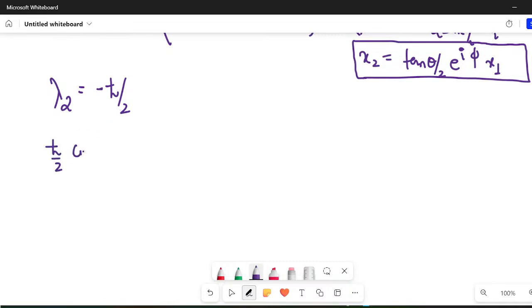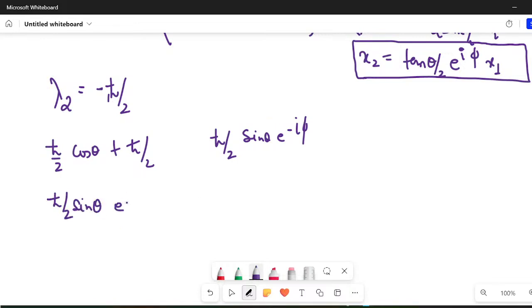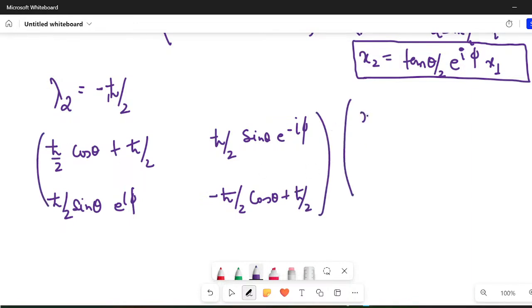So it was h cut by 2 cos theta plus h cut upon 2, because this is minus. Here you will get h cut upon 2 sin theta e to the power minus iota phi, and then you have h cut upon 2 sin theta e to the power iota phi here, and then this is minus h cut upon 2 cos theta plus h cut upon 2. This whole times a column vector, let's say x1 x2, equals 0.